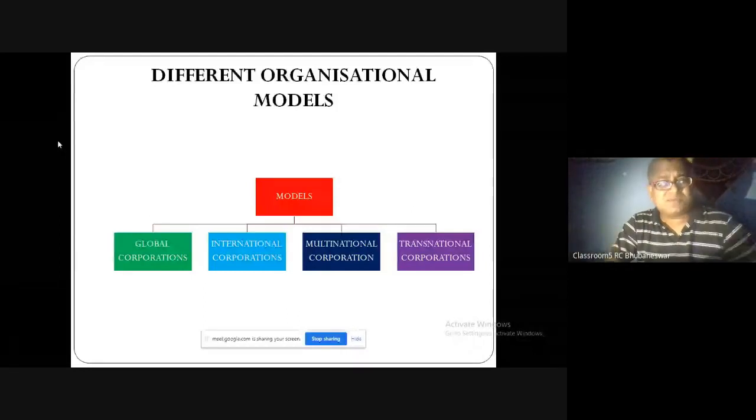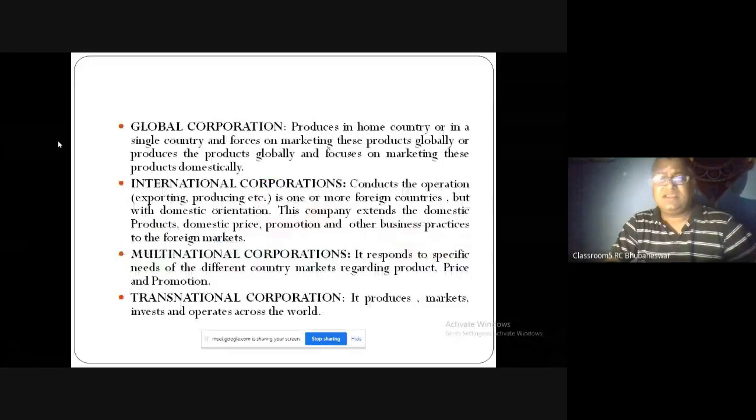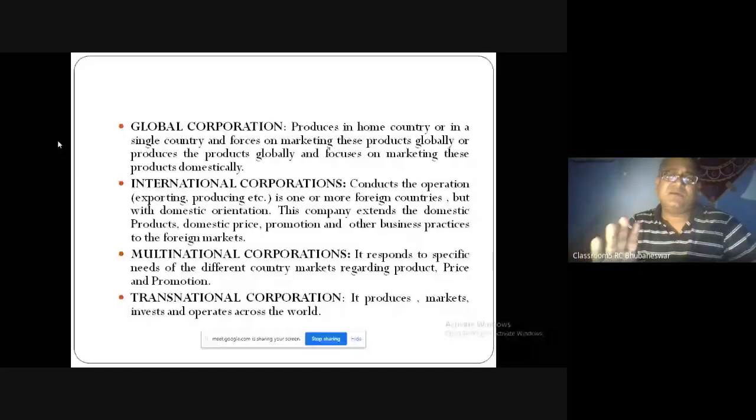If you talk about global corporation, you see my slide, it is clearly stated. It produces in the home country or in a single country, and focuses the marketing of these products globally. It means the particular products are produced in the home country and the marketing is done globally; that is called a global corporation. Some companies are like that. For example, Reliance has its home country India, and the same product is available in Sri Lanka, Bangladesh, Pakistan, some European countries, and the USA. That's called a global corporation.